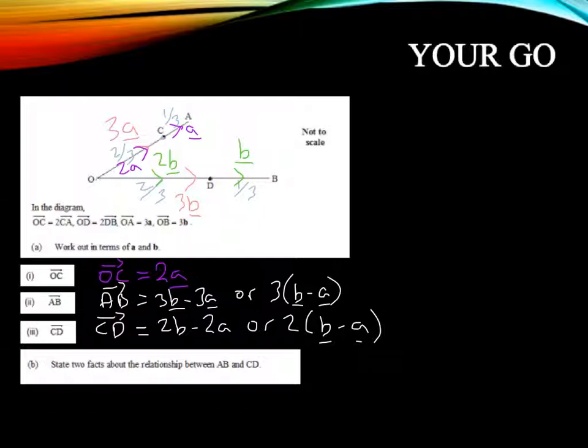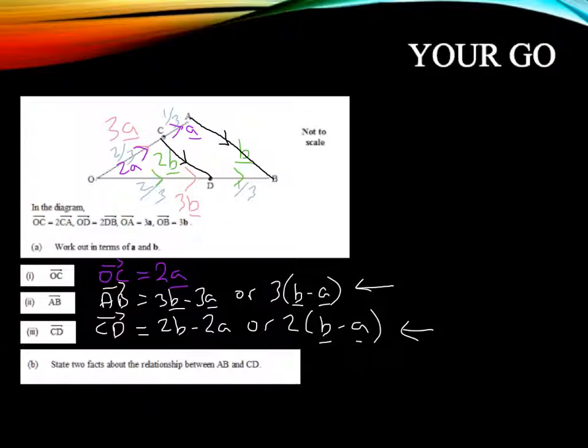Okay, let's think about what else we know then. State 2 facts about the relationship between AB and CD. Okay, this might be interesting. So AB is this line down here, and CD is this line down here. Okay, and it's in that direction that I'm interested in. Well, AB is the one that I found out before. AB was this one, and CD was this one. What do we notice that's the same? What do we notice that's different? Maybe that's a good way to think about it.